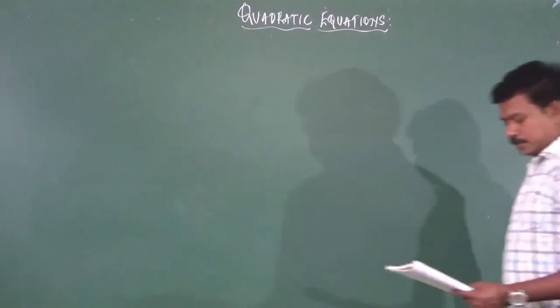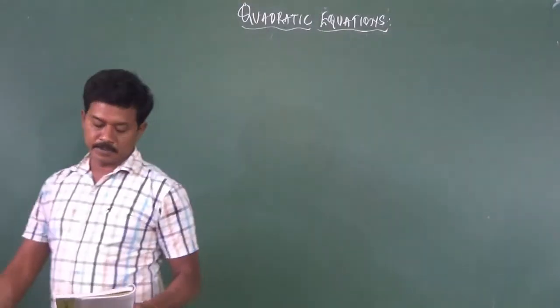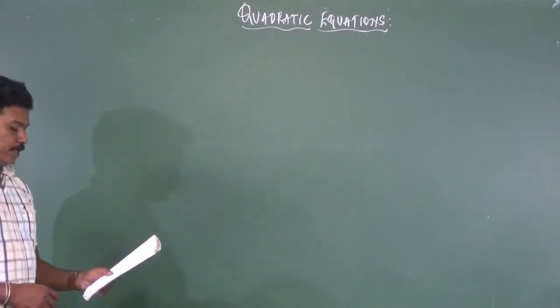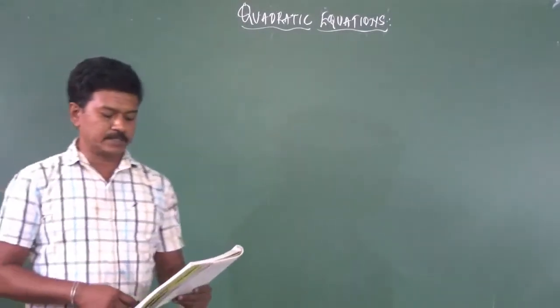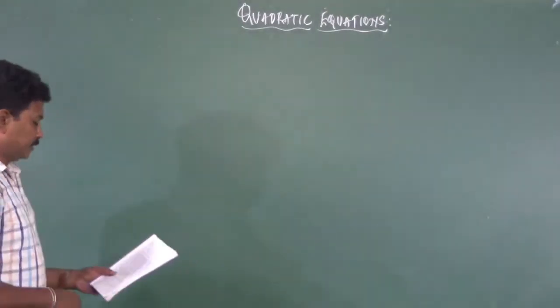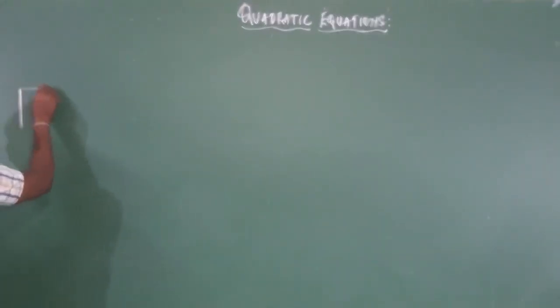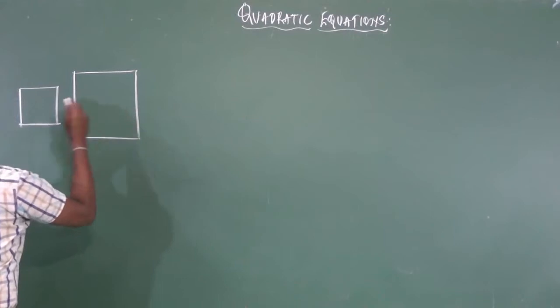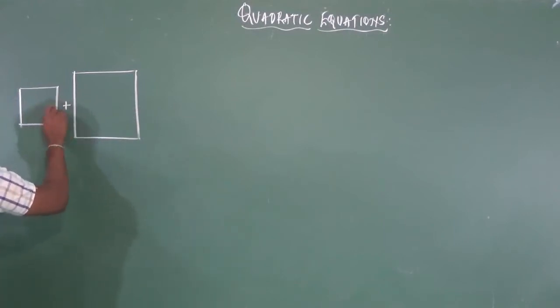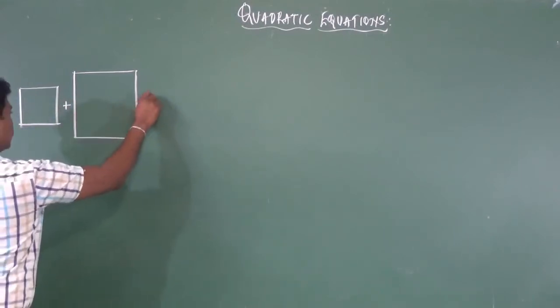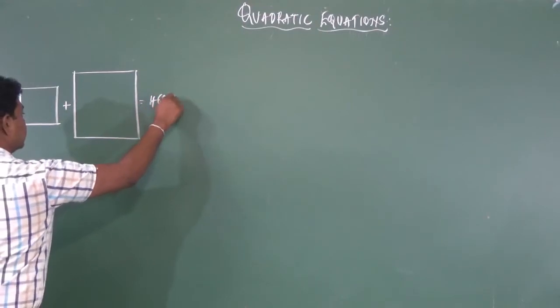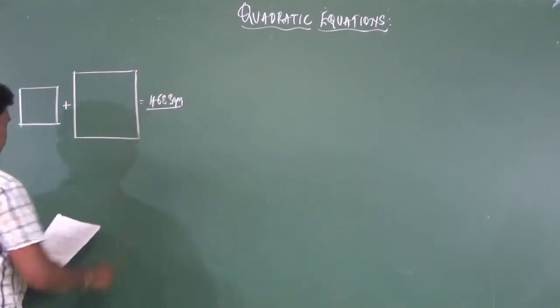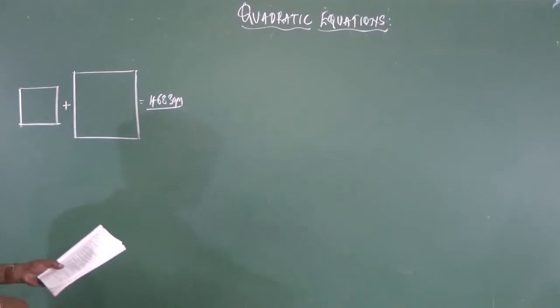Okay, let us get into the third problem. Very important. Sum of areas of 2 squares is 468 square meter. So let us consider this as one of the squares, and let us consider this as another square. So we have 2 squares here, and the sum of the areas of the 2 squares is equal to 468 square meters. So this is the first condition, 468 square meter.